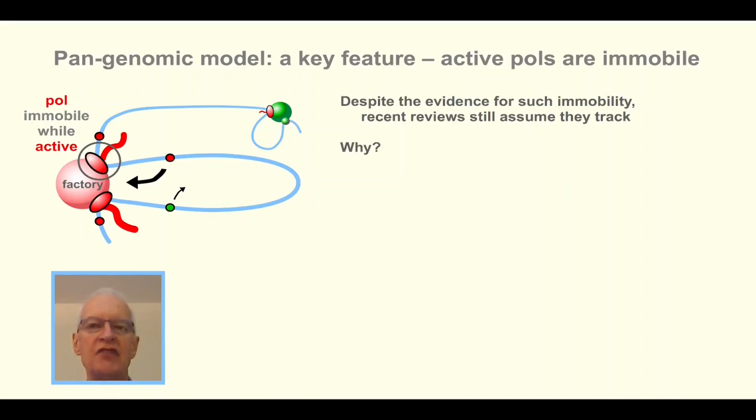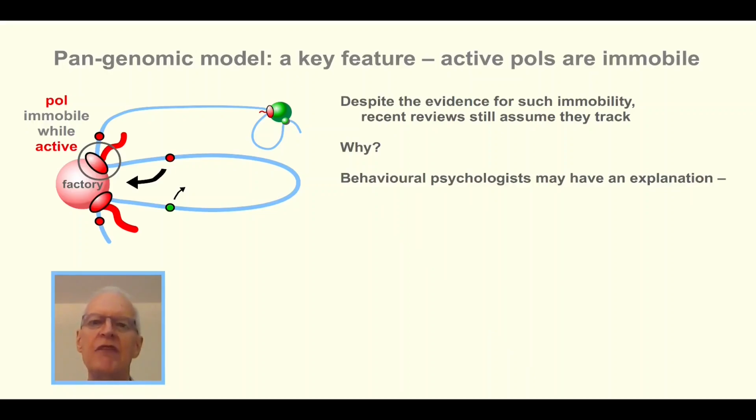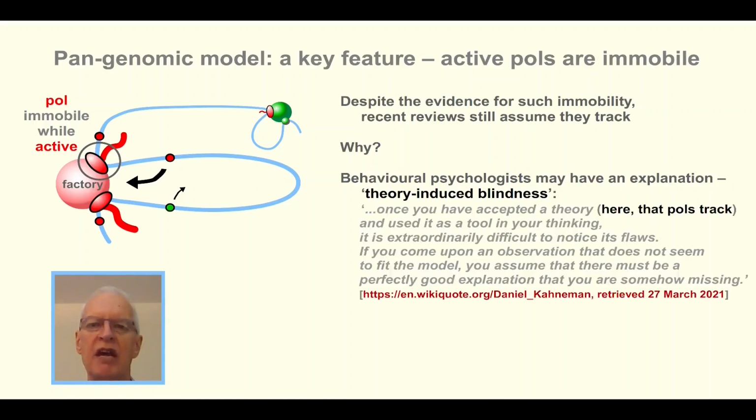So this is probably the question that I'm asked the most. Why don't people accept your model? And of course, it's difficult to find an answer to that, but maybe behavioral psychologists do have an explanation. And it's called theory-induced blindness, and summarized by this quotation.